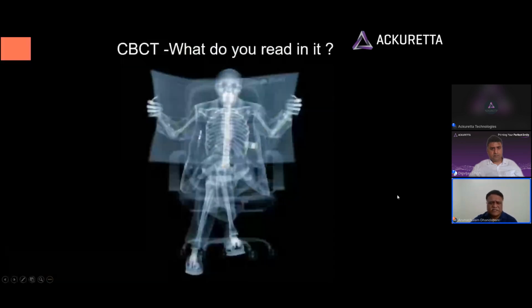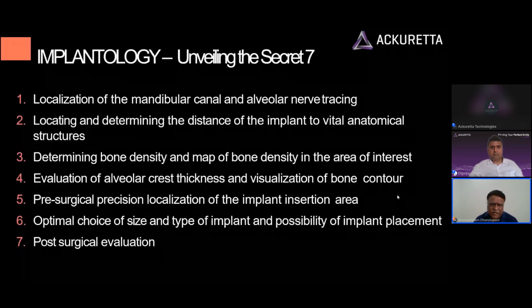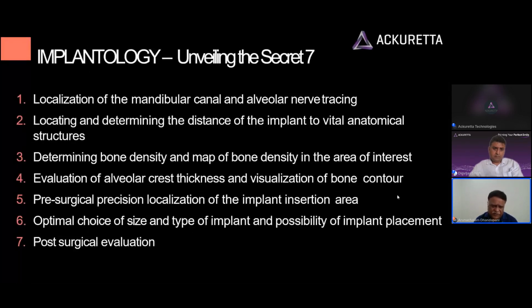So as far as the CBCT is concerned, what is it that we read in a CBCT? In terms of implant planning, there are 7 basic steps that we need to understand with the help of a CBCT. First of all, localization of an important anatomical landmark. This could be a mandibular canal, it could be a tracing of the alveolar nerve.